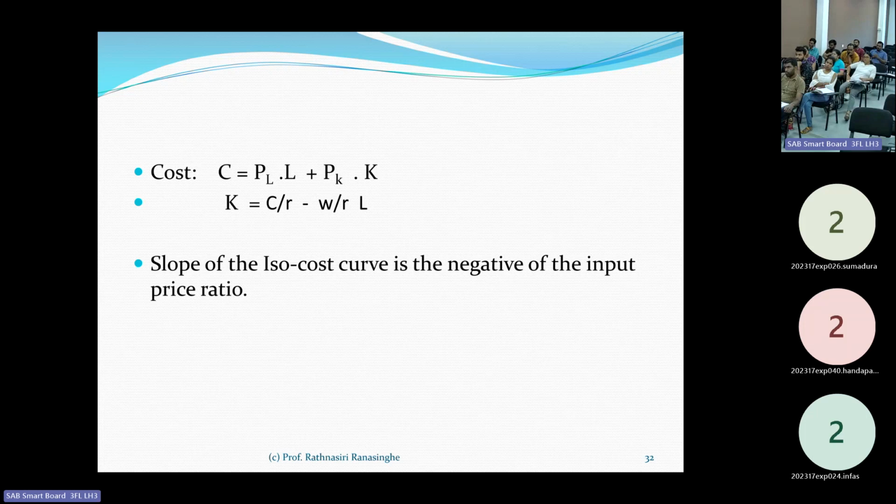So this is the intersection point. This is the slope, the slope of the isocost, W/R, with labor on the horizontal axis. So the slope of the isocost means W/R.